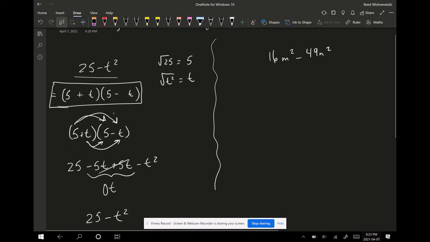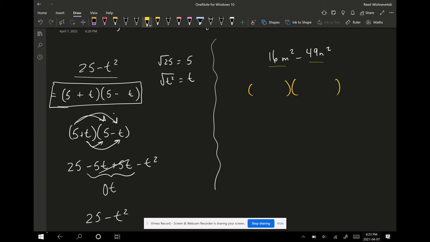So let's go over here, and we're going to do a little bit harder of one. We'll change the color up. We got to check if this is a difference of squares. We have two things, one being subtracted from the other, so we know there's a difference. And both of these are perfect squares. Okay, so we're going to set up our two brackets.